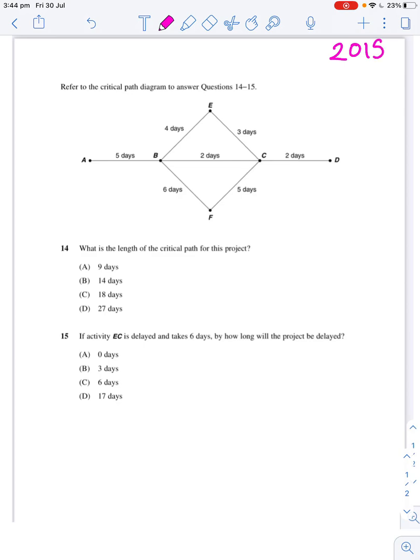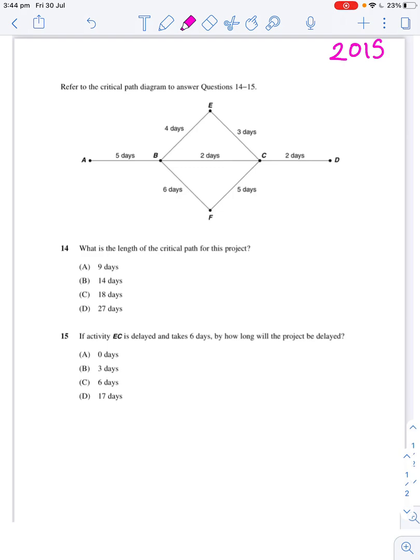2015 HSC paper. Now the instructions are to refer to the critical path diagram to answer questions 14 to 15. Now the critical path is the path we must follow to complete all tasks. The definition is that it's the shortest path to complete all tasks, but as we know from lots of questions, it normally ends up being the longest because we need enough time to complete everything. So I'll just show you what I mean.